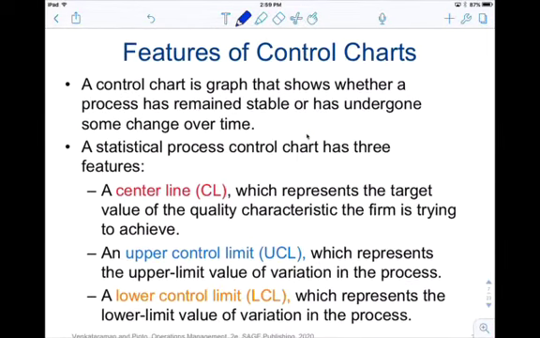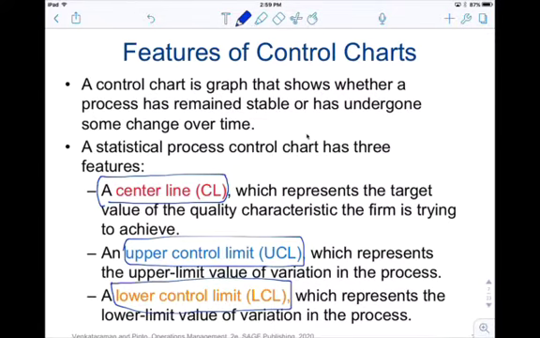What do I have in common? I do have a center line that I want my observations to follow. It is going to be the ultimate middle point that I want my observations to fall on, right? And I do have an upper control limit, and I am going to have a lower control limit in my statistical control charts. So basically, it is going to look like this, and my center line is going to be in the middle. My upper control limit is going to be on the top, and my lower control limit is going to be on the bottom, right?